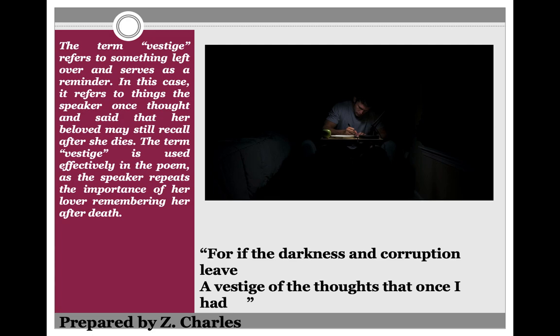The term vestige refers to something left over or something like a reminder. Say for example, you go on a cute date and you eat pizza, and now you save the receipt from that date as a memory. That you call a vestige. It's a reminder of something, okay? So in this case, it refers to the things that the speaker once thought and said that her beloved might still recall after she dies. So the vestiges in this example refer to the thoughts and the sayings that she once had.